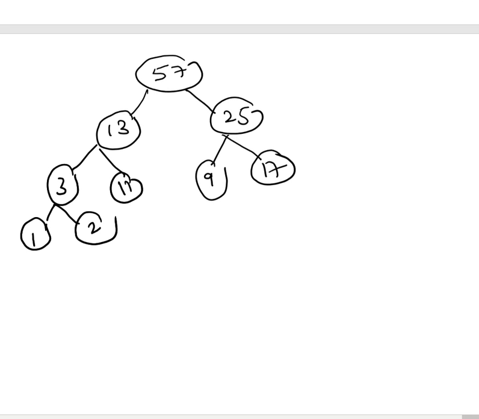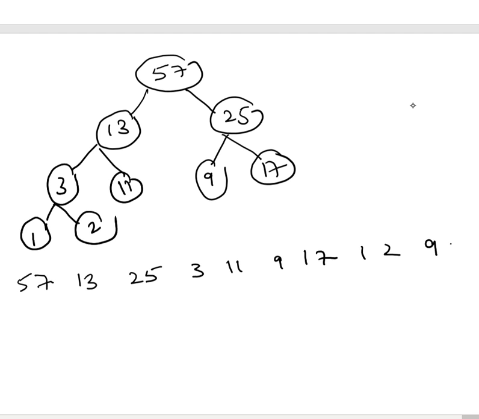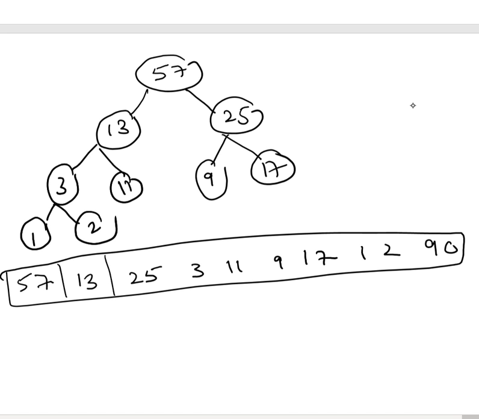Now what will be the array elements? 57, 13, 25, 3, 11, 9, 17, 1, 2. And what is the deleted element? 90. I have placed it here. Now what do I need to delete? Delete 57.